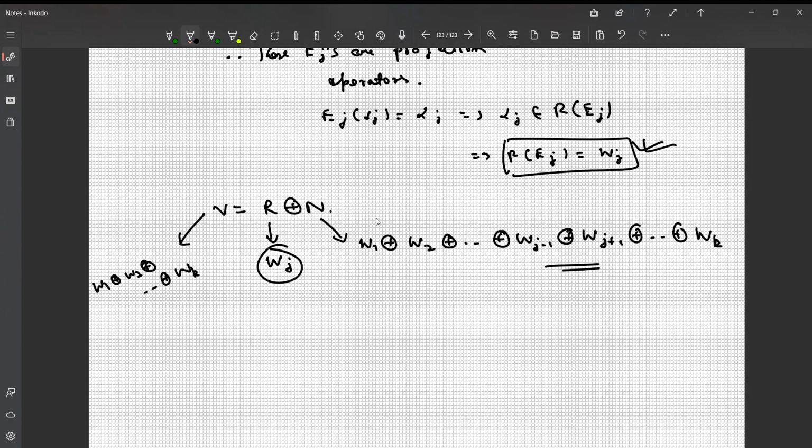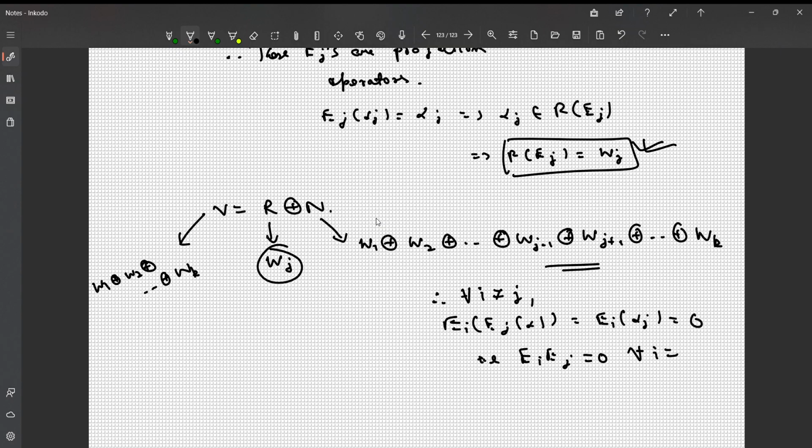But what does this essentially tell us? Therefore, for all i not equal to j, Ei of Ej of alpha, which is Ei of alpha j, must be equal to 0. That is, Ei Ej is equal to 0 for all i not equal to j. Clear?